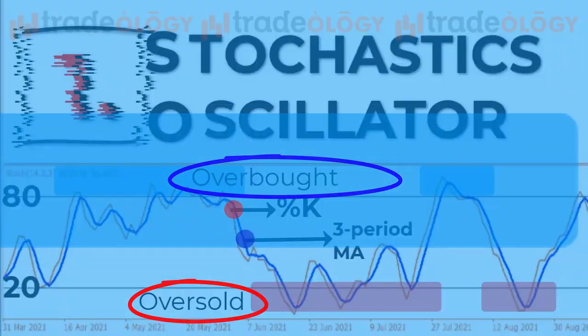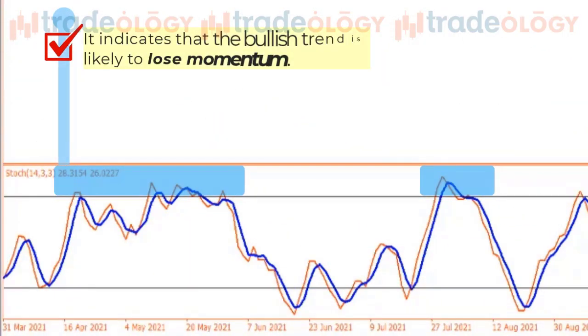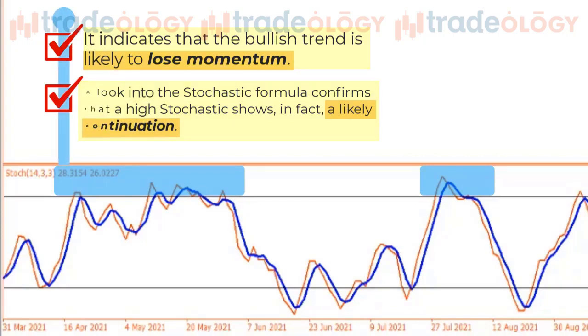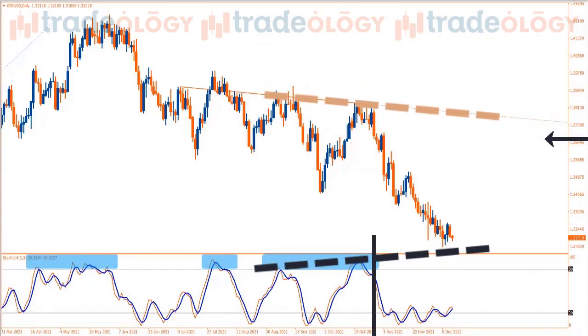When it trades above the 80 level, some traders believe that it indicates that the bullish trend is likely to lose momentum. However, a look into the stochastic formula confirms that a high stochastic shows, in fact, a likely continuation. So, the best way to find a market entry with the stochastic indicator is looking for long entries after a temporary bearish retracement during an uptrend and a short entry after a bullish retracement during a downtrend.